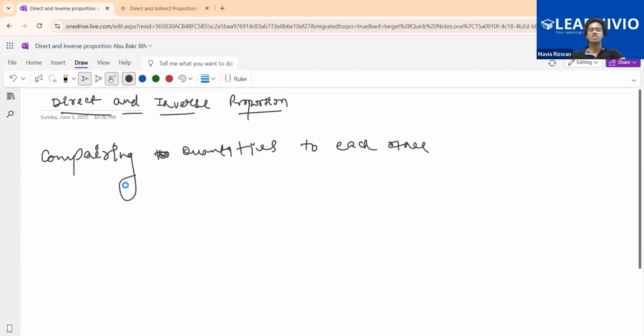Okay. Now, what is direct proportion? I'll tell you in the easiest way. Abubakar, let's say you go to a stationery to buy a pen. The shopkeeper says that one pen is for 10 rupees. And Abubakar, let's say you have to buy 5 pens. So will the cost of the 5 pens be more than 10 rupees or less than 10 rupees? What would be the cost of 5 pens if one pen is 10 rupees?